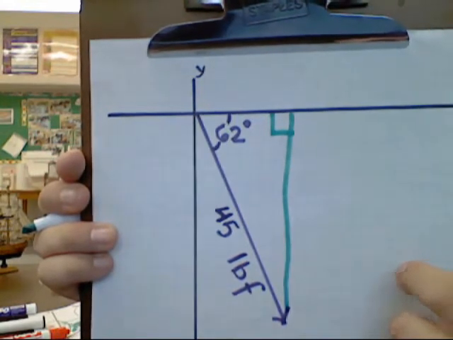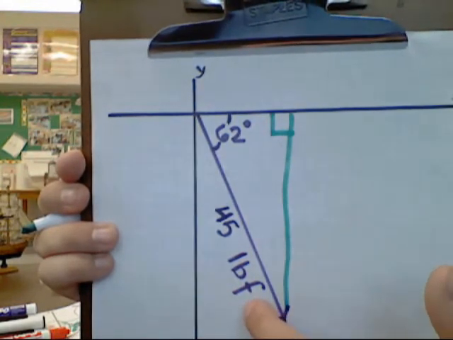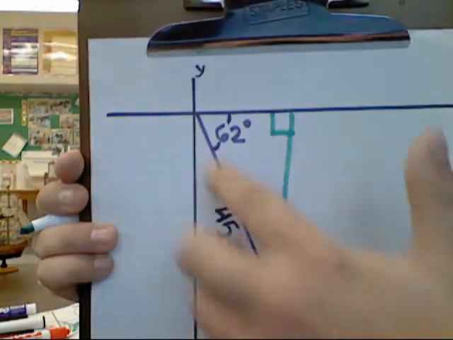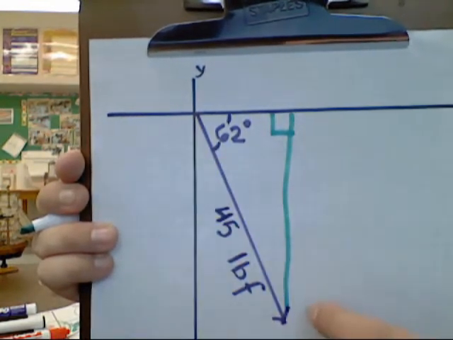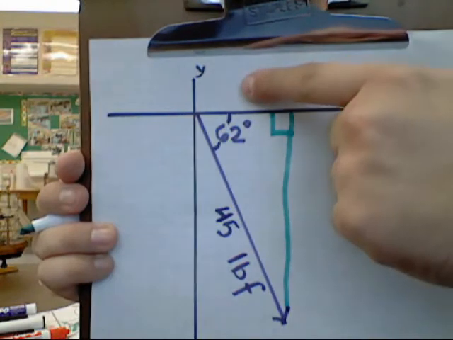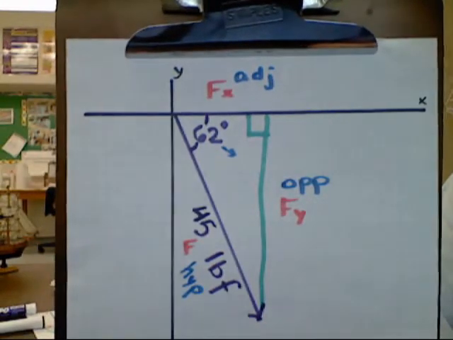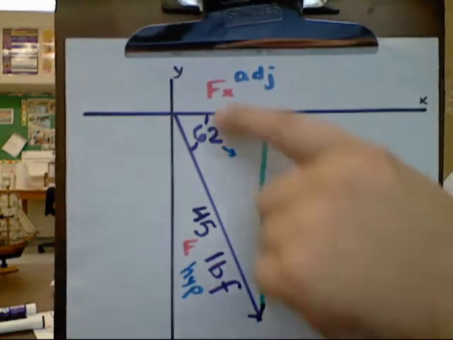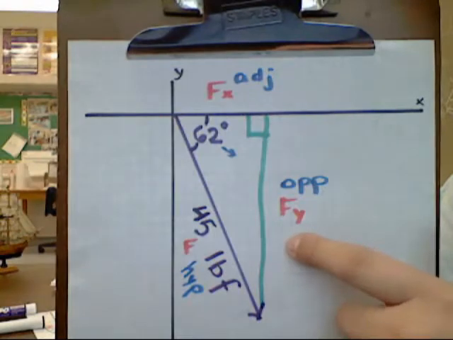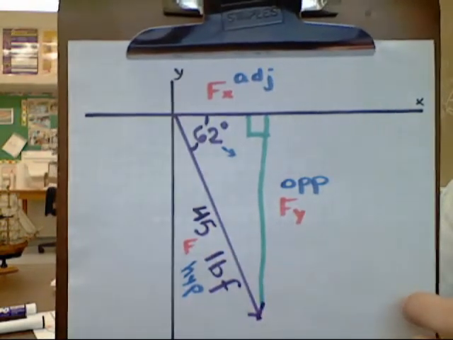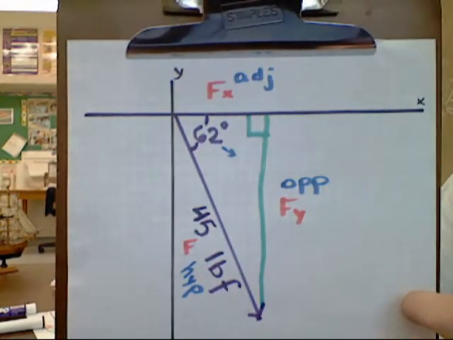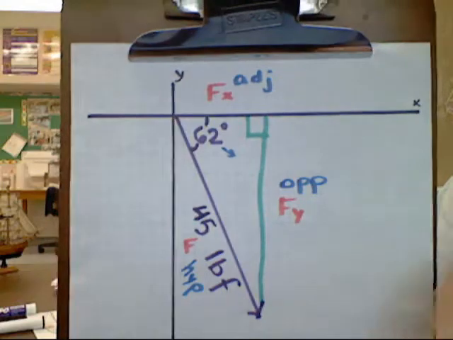So now we have, if this is force F, 45 pounds force on the diagonal there, we have split it up into its x component, Fx, and its y component, Fy. As you can see here, I have labeled Fx and Fy, as well as the main vector F itself. And I have also labeled the sides of this right triangle as opposite, adjacent, and hypotenuse. How do we figure those out?